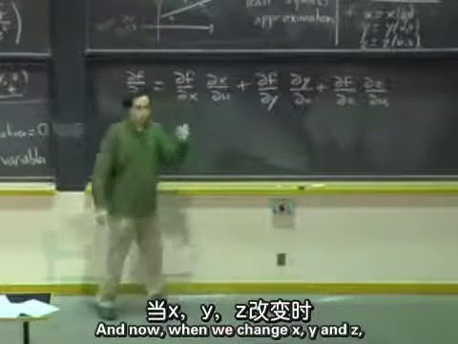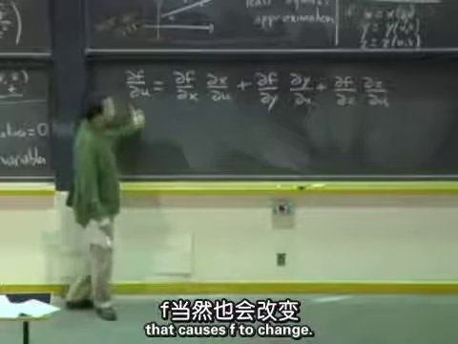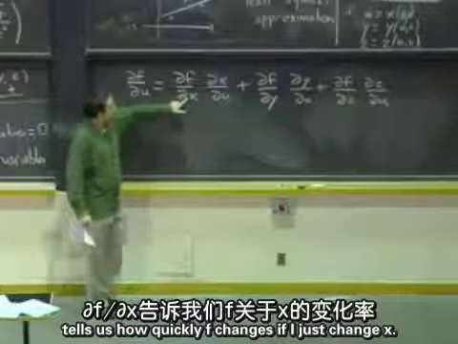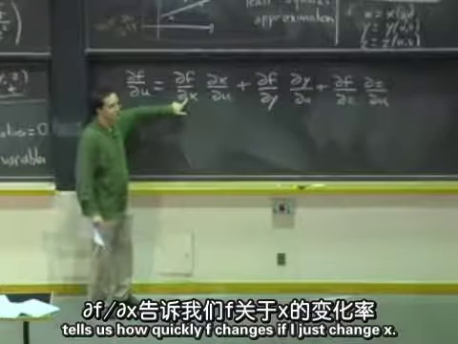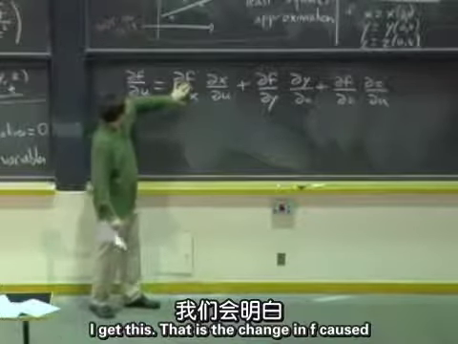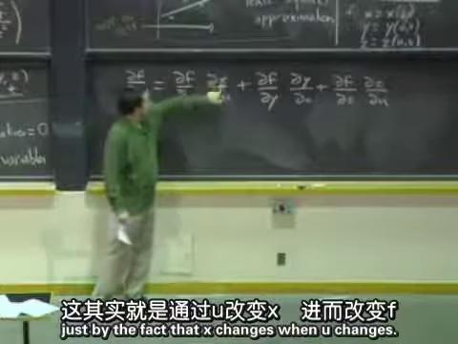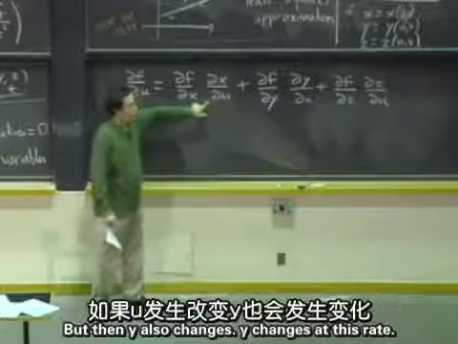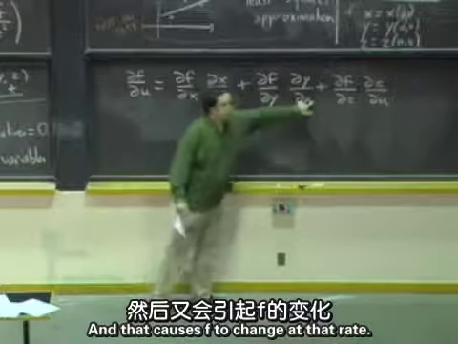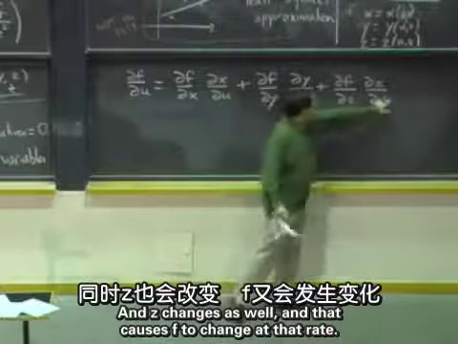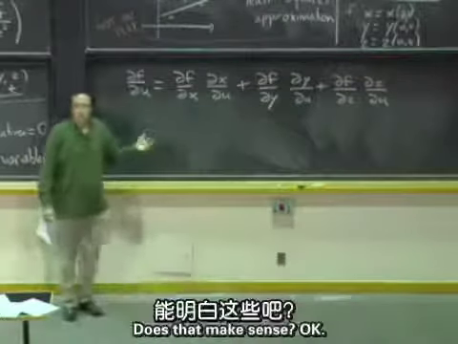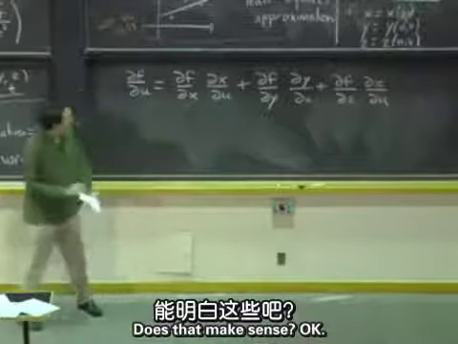And now, when we change x, y, and z, that causes f to change. How much does f change? Well, partial f, partial x tells us how quickly f changes if I just change x. So I get this, that's the change in f caused just by the fact that x changes when u changes. But then y also changes. y changes at this rate, and that causes f to change at that rate. And z changes as well, and that causes f to change at that rate. And the effects add up together. Does that make sense? Okay.